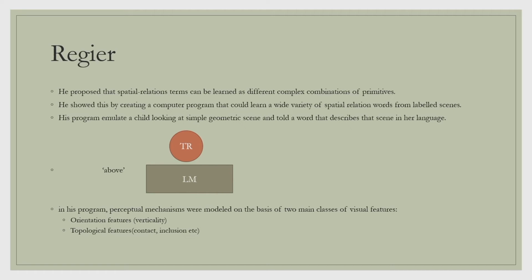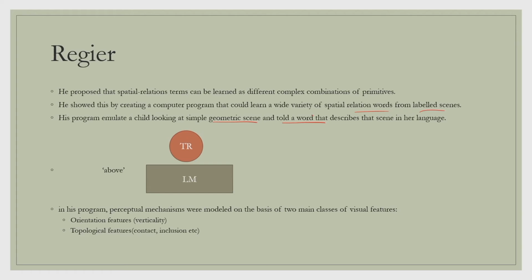So, how did he show that? He showed this by creating a computer program that could learn a wide variety of spatial relations from labeled scenes. Basically, the program emulated a child learning spatial terms, looking at objects, looking at a simple geometric scene, and then being told a word that describes it.